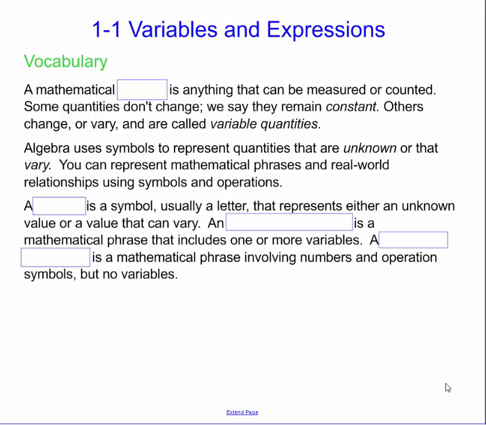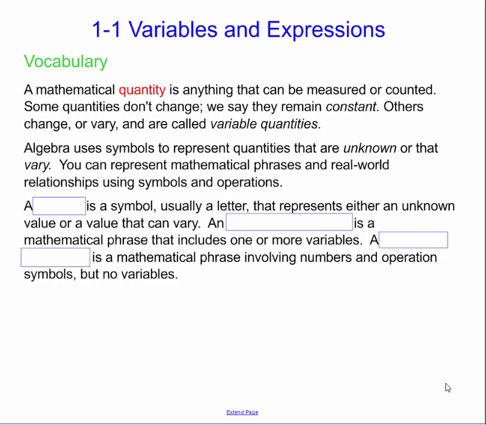The first word we're going to learn here is called quantity. A mathematical quantity is anything that can be measured or counted, such as the number of shoes you have in your closet right now. Some quantities don't change. We say they remain constant, like the number of windows you have in your room at home or in your house as a whole. Others change or vary and are called variable quantities.